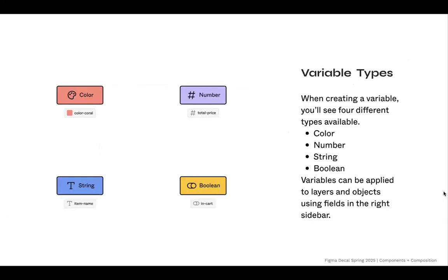So variable types. When you're creating a variable, you'll see 4 different types available. So color, number, string, Boolean. And then variables can be applied to layers and objects using fields in the right sidebar.